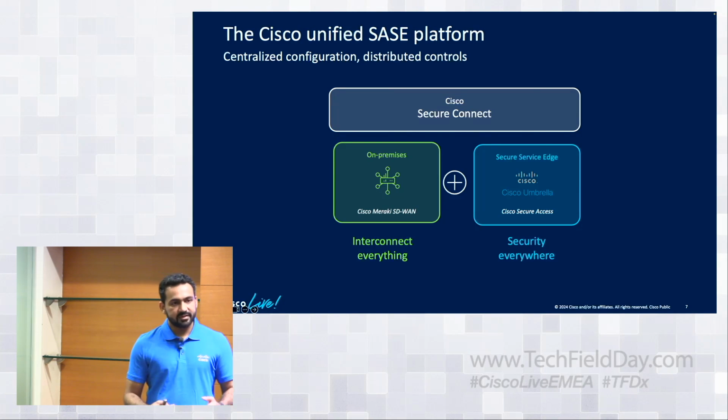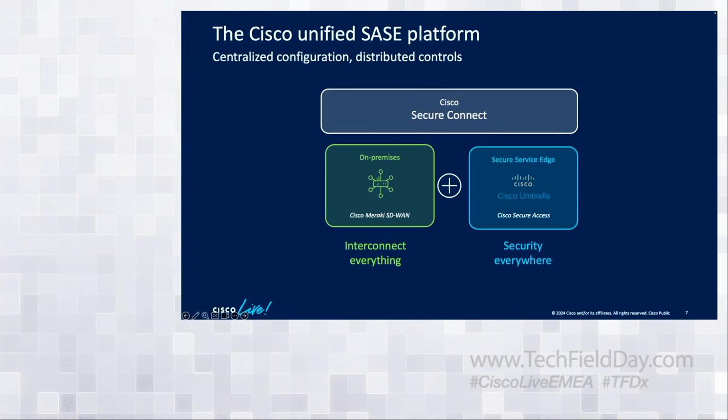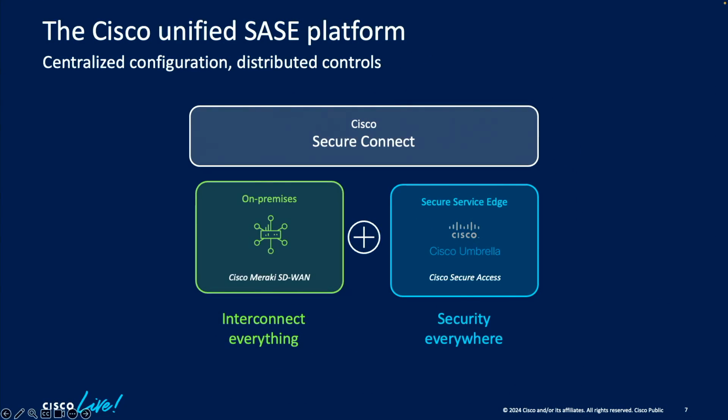What is it built on? There are two robust platforms underneath. One is Meraki SD-WAN and the other one is Umbrella SSE solution. They have been out there for a while. They have been proven with all the scales and all the capabilities that they bring to the table. What Secure Connect was able to achieve is bringing these two platforms together and build a unified solution on top. So that's what we are doing here.